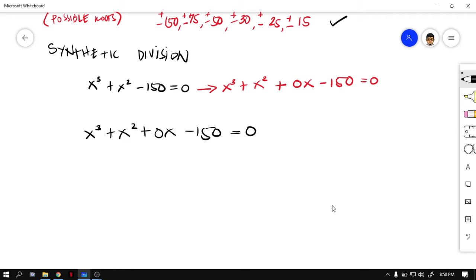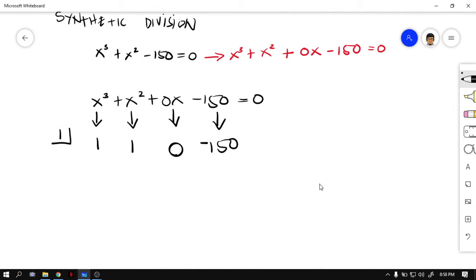Pag hindi pataas ang mga values mo, ready to stop ka na kasi useless na yun eh. Mapapagod ka lang. So, get the numerical coefficients of each term. X cubed is 1. X squared is 1 as well. And x is 0. And then we have negative 150 to be exact. Okay? Now, we will be using 1 muna. By trial and error method muna tayo.